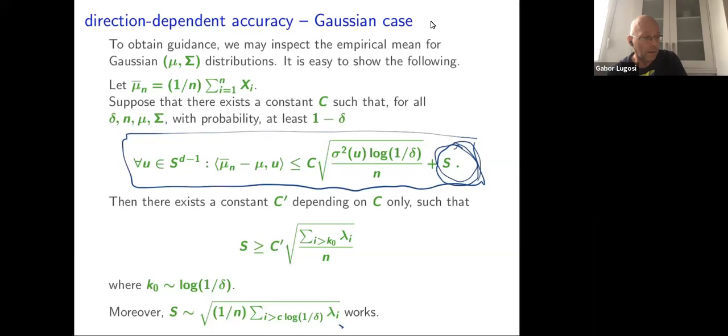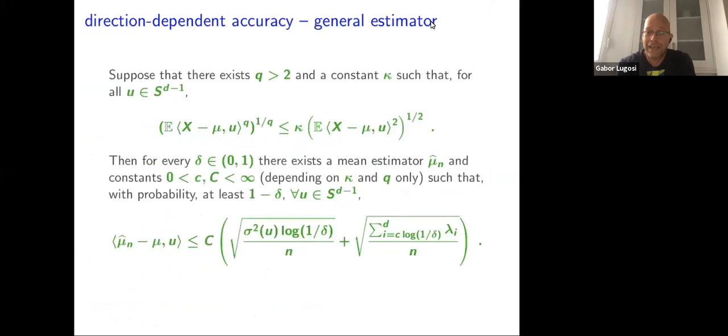So instead of the trace, we can actually have an inequality that in each direction, we have this plus that. And it turns out that we can actually achieve this with just a little bit more than the second moment assumption. What we need to assume is what we call L_q–L_2 norm equivalence. So we need to assume that some moments of order strictly greater than two exist, and they are related to the second moment. For example, if you have sub-Gaussian, then this is of course true.